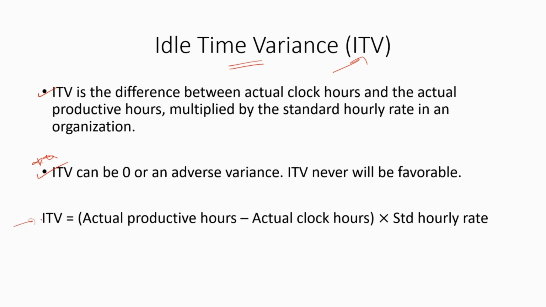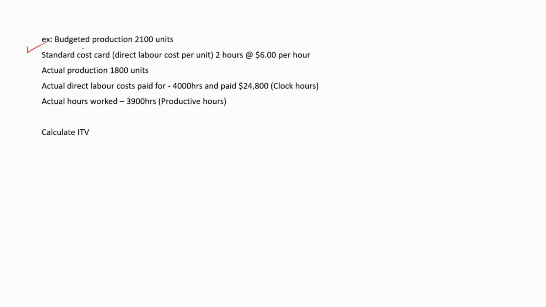This is the equation we can use to calculate the idle time variance, which is equal to actual productive hours minus actual clock hours multiplied by the standard hourly rate. As you can see, this is the only variance where we use actual values to calculate the variance. Both of these values are actual values. This is because the business has to wait until the actual performance is measured. Now let's do this example.